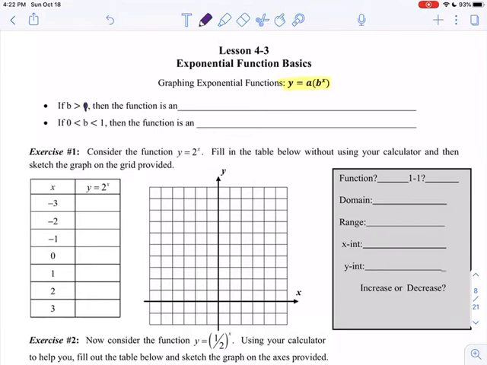So I need to change these notes. This first thing should say if b is greater than 1. So if b is greater than 1, change that 0 to a 1, then the function is an exponential growth. It's going to be increasing. So b is the number that's being raised to the exponent. If b is greater than 1, then it's exponential growth. It is increasing.